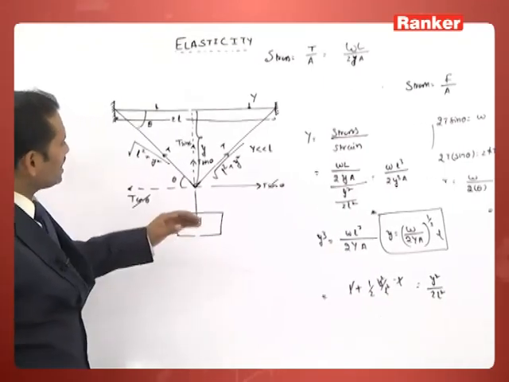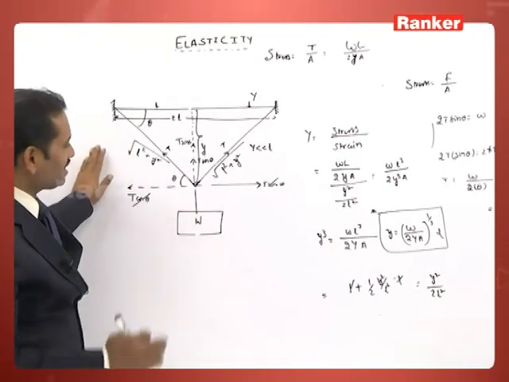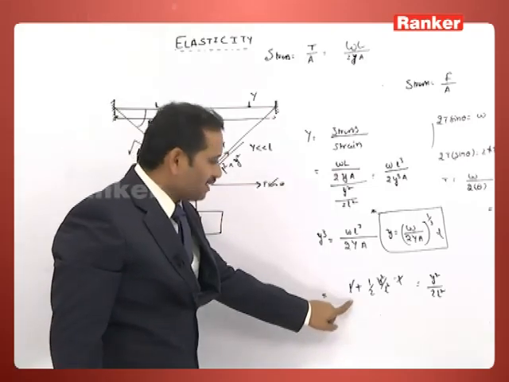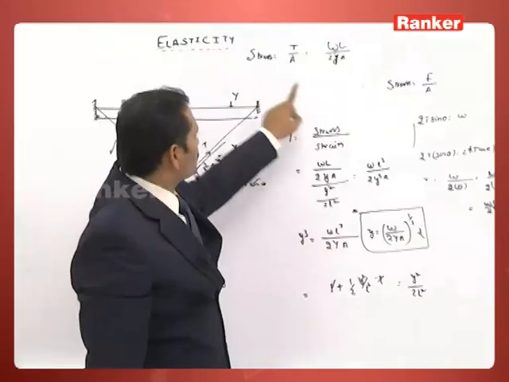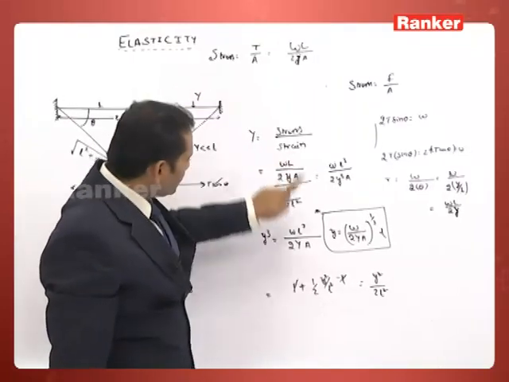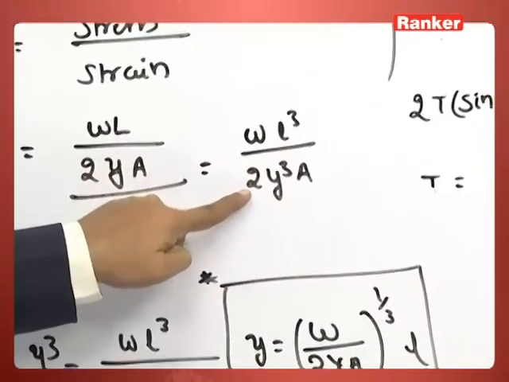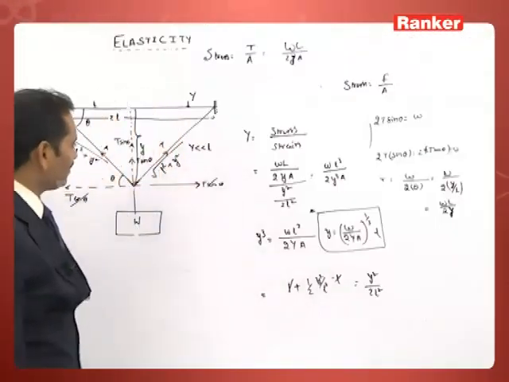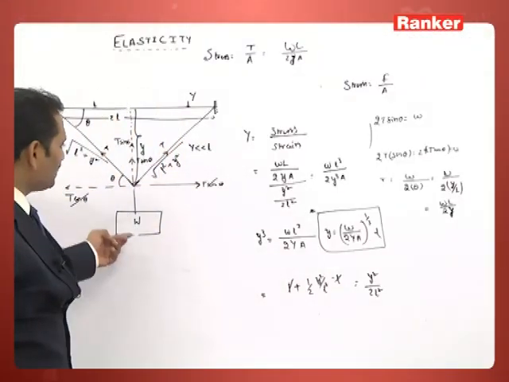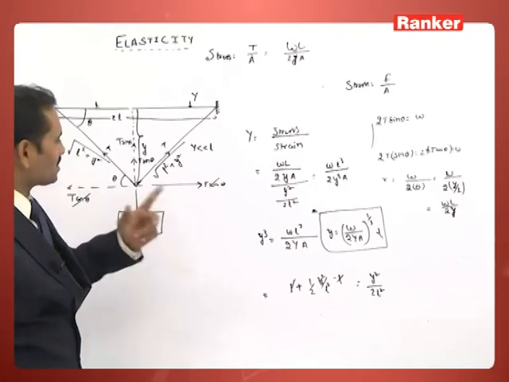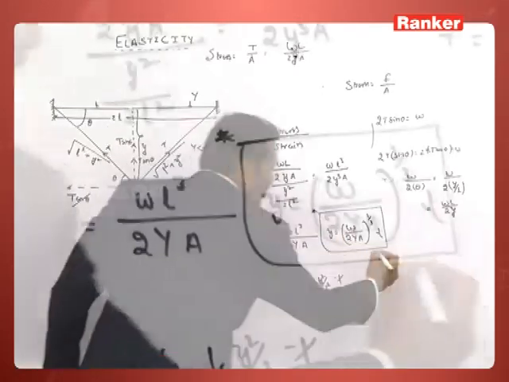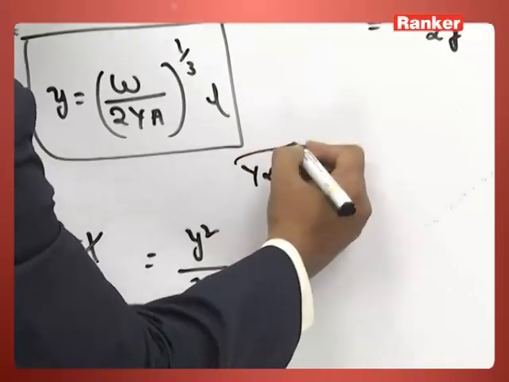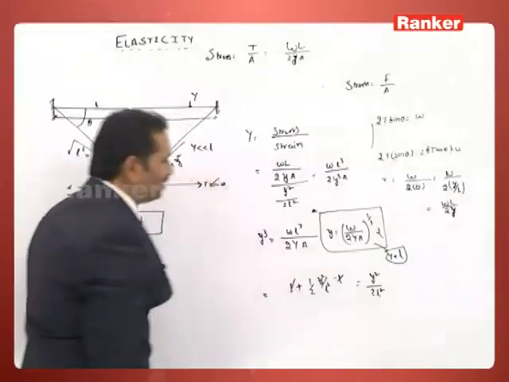In this way they can put 3 questions based on this. One, they can ask us strain. Another question, stress. Another question, based on Young's modulus, vertical displacement with the length of the wire. Y is proportional to L because W and capital Y, capital A are constant. Y is proportional to L. This is the condition, a very important thing you have to understand.